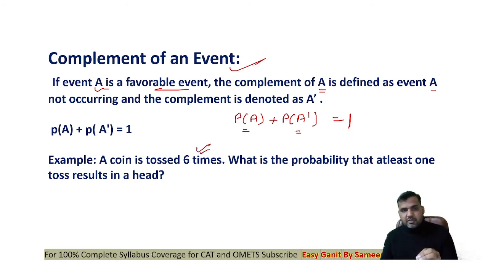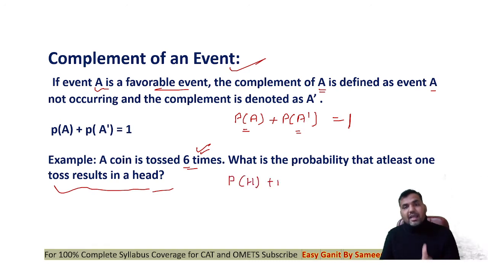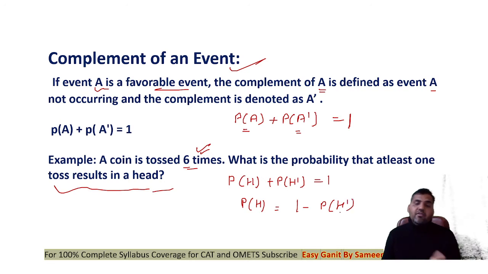For example, here in this question, a coin is tossed 6 times. What's the probability that at least one toss results in a head? I want at least one toss to result in a head. I know that the probability of happening of at least one head and the probability of not happening of head is definitely equal to 1. So the probability of having at least one head will be equal to 1 minus the probability when I don't have any head. When a coin is tossed 6 times and no output should be head, that means I want tail on all 6 tosses, right? So this is the outcome I want.